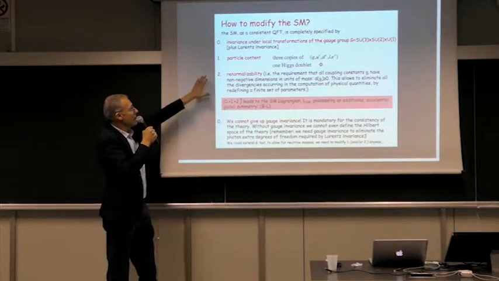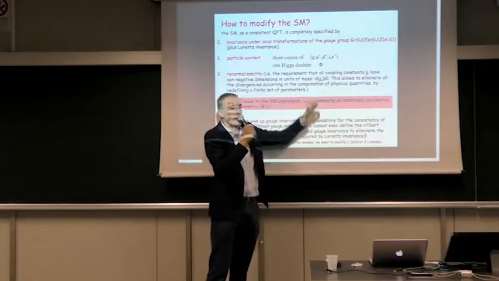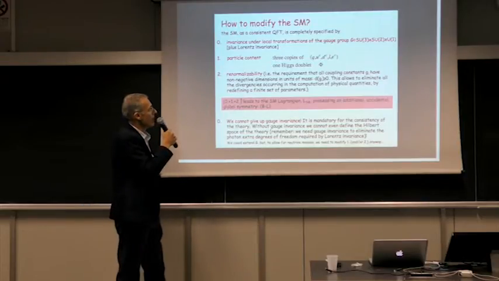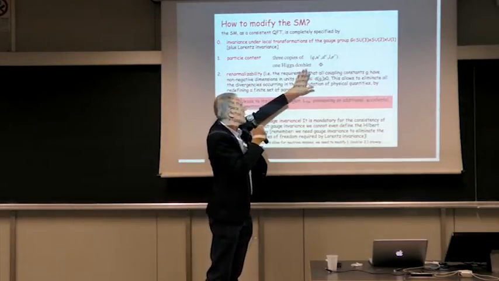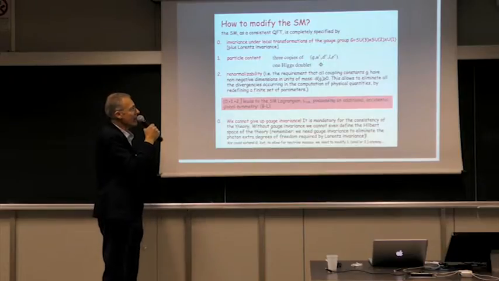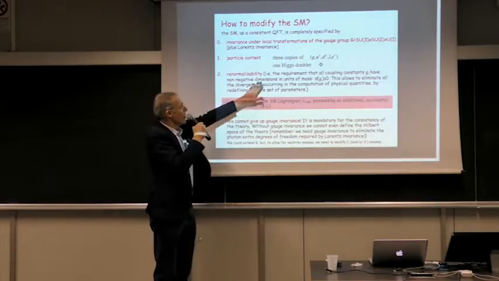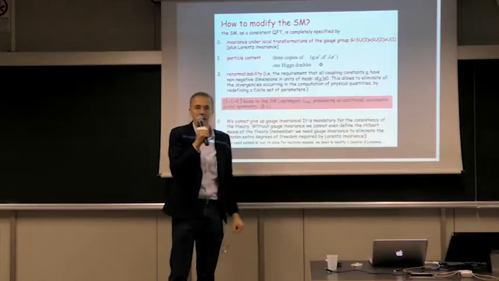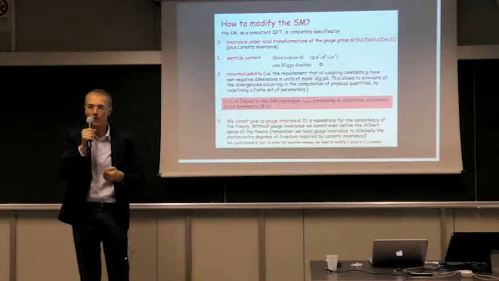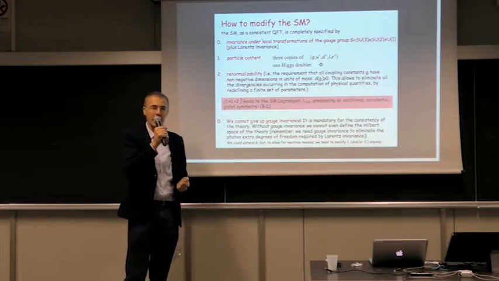Then the other ingredient is particle content. The standard model contains 3 copies of quarks and leptons that fall into 5 independent multiplets of the gauge group. And it has also one Higgs doublet. And the third requirement is renormalizability, the fact that all the coupling constants of the standard model should have a dimension non-negative in units of mass. This is a technical requirement that allows us to eliminate all the divergences that we find in the computation of physical quantities, amplitudes and so on, by redefining a finite set of parameters.